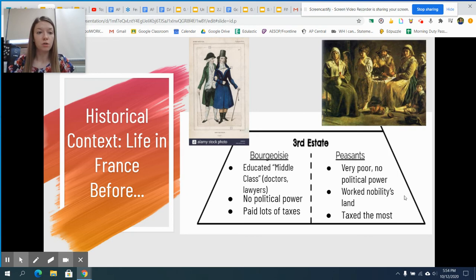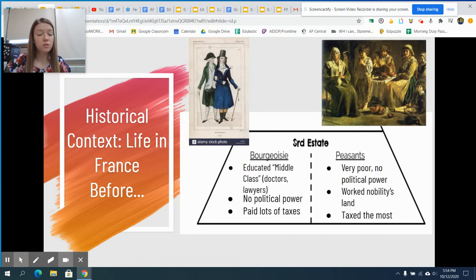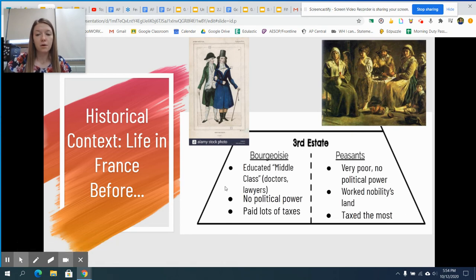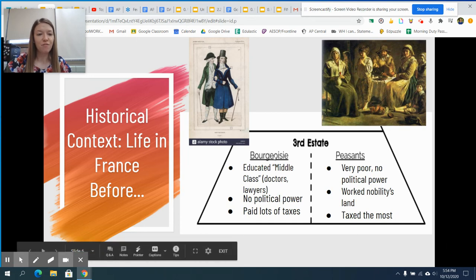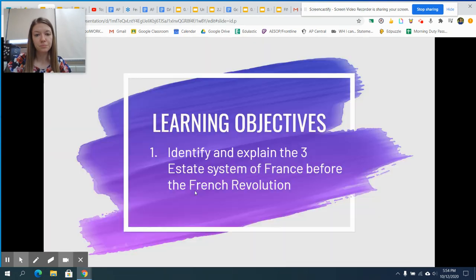So you might be able to start thinking about some of the issues that you might be seeing if you are a member of that third estate. It is also important to note, just like the first estate was the smallest, the third estate is going to be the largest, right? It occupies the largest section of our pyramid here. The third estate is the largest estate. It has the most people in it in France before the French Revolution. So that is the three estate system, very quick.